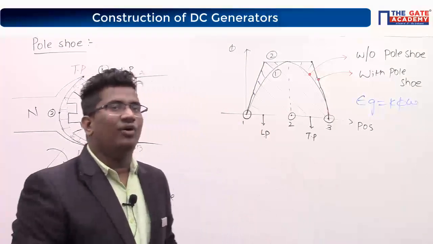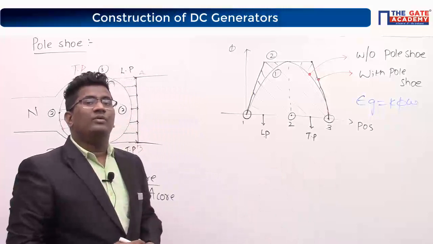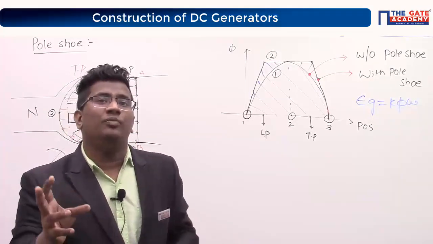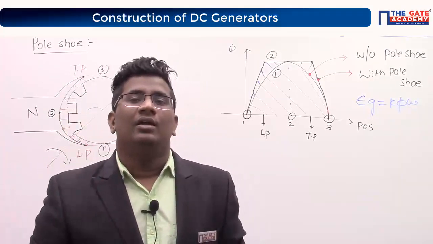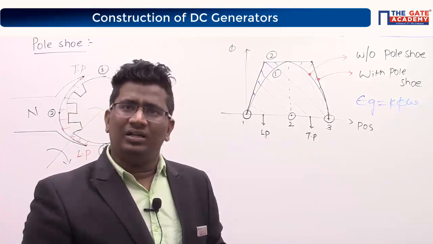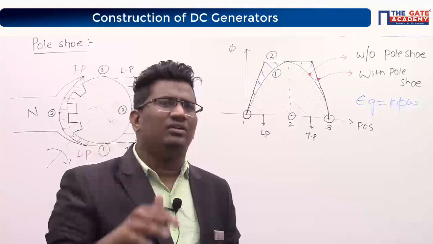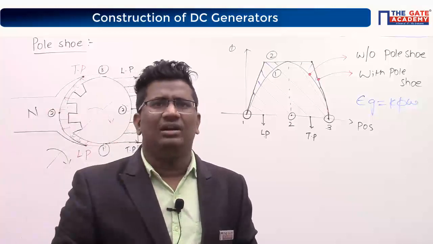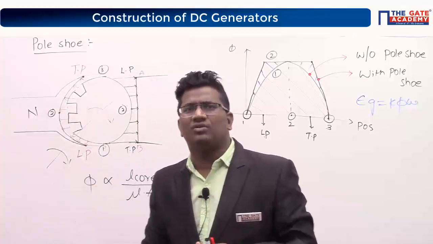Yes, therefore, always will you prefer with the pole shoe or without pole shoe? Generated EMF, why is it sinusoidal? It is not sinusoidal, it is DC. Right? For that we have to do some changes in the circuit.